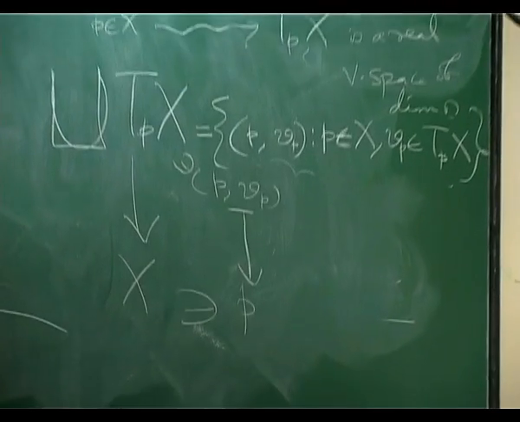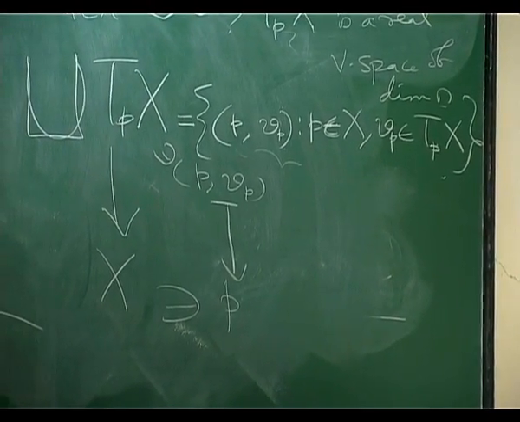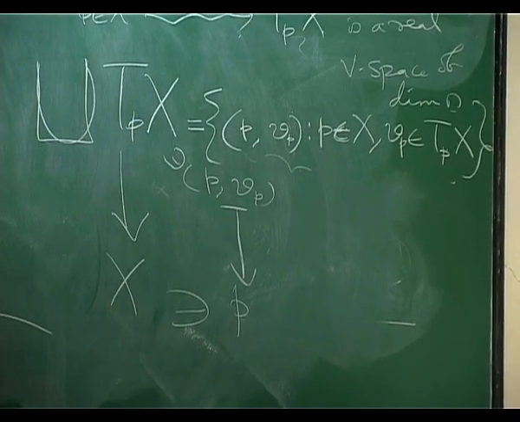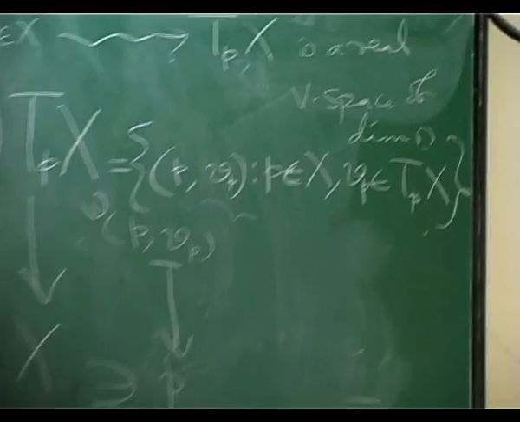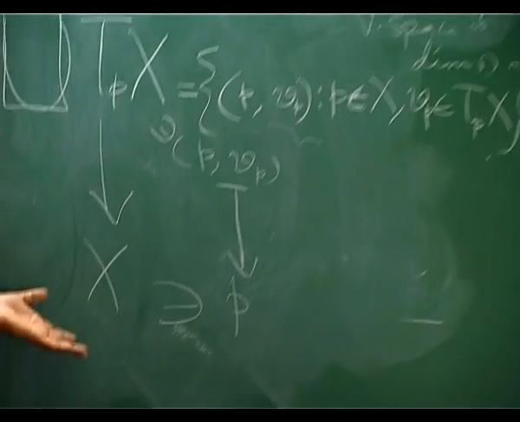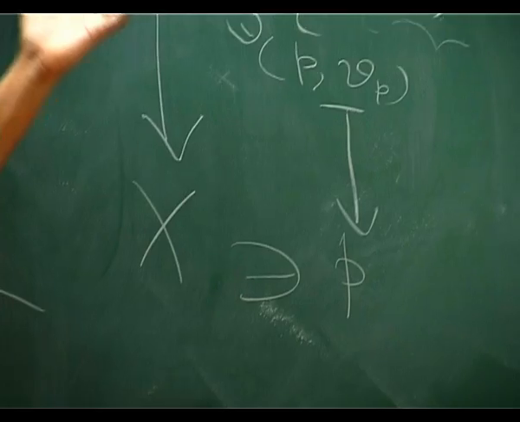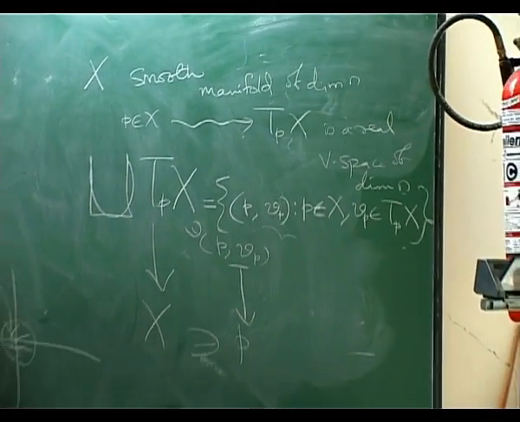Okay, so at least set theoretically you are able to define a map between two sets. But we know that X has more structure. It is not just a set, but it has a topological structure. It also has a manifold structure. So we would like to put some topology on this set and a manifold structure on this guy.